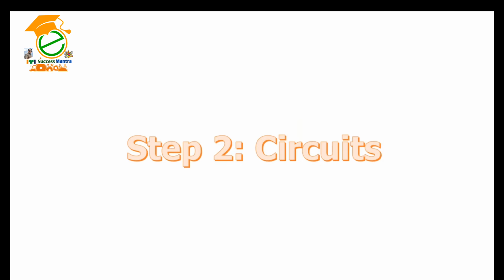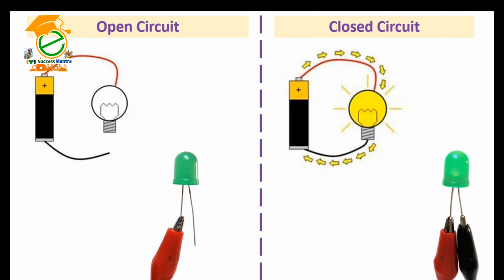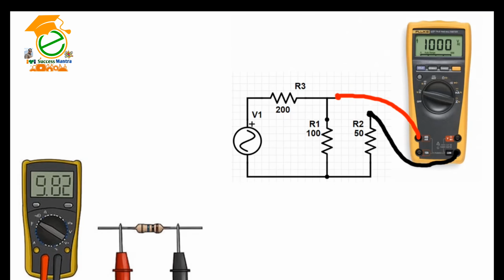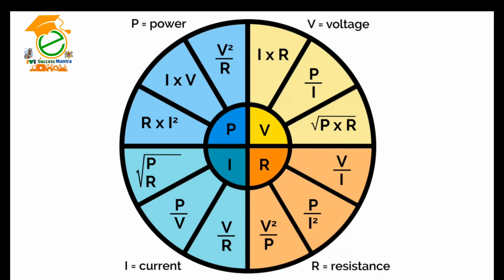Step 2. Circuits. A circuit is a complete and closed path through which electric current can flow. In other words, a closed circuit would allow the flow of electricity between power and ground. An open circuit would break the flow of electricity between power and ground. Anything that is part of this closed system and that allows electricity to flow between power and ground is considered to be part of the circuit.